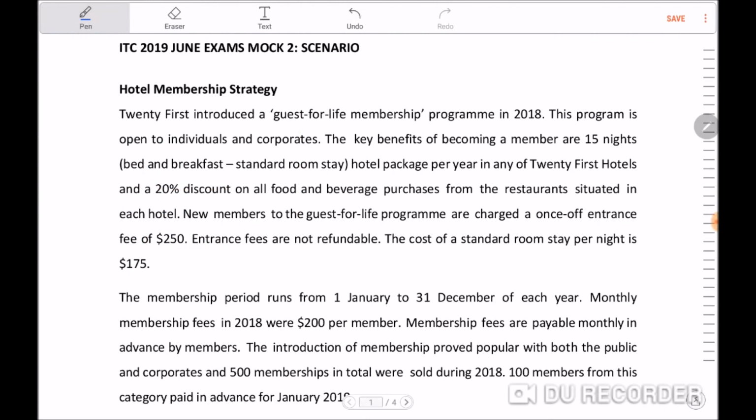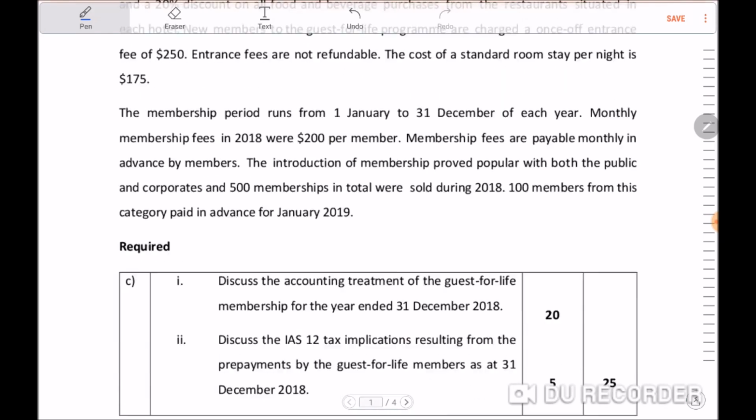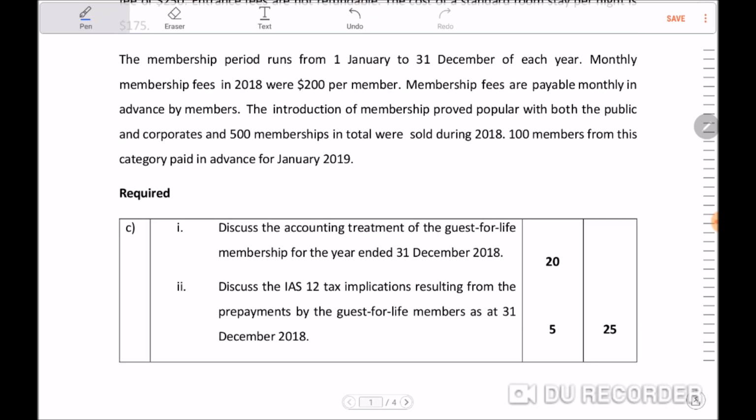I'm a lecturer in the Management, Accounting and Finance Department, and today I'm going to revise with you the ITC 2019 June exams mock 2 math paper required C. So required C part 1 wanted us to discuss the accounting treatment of the guest for life membership for the year ended 31 December 2018 with 20 marks, and required 2 for us to discuss the IAS 12 tax implications resulting from the prepayments by the guest for life members as at 31 December 2018.